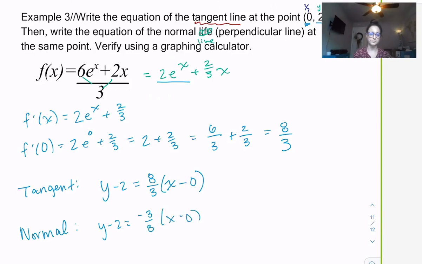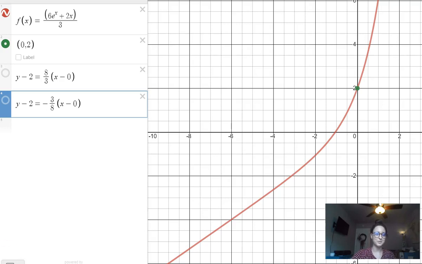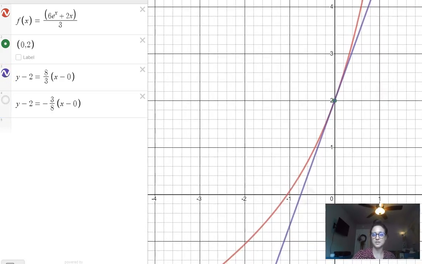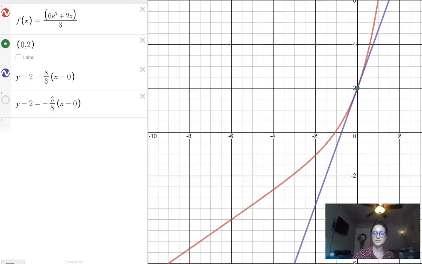Okay, let's take a look at the graph. All right, here's our original function with our point of interest. Here is the tangent line we found. Looks great. Again, if I zoom in enough on there, the red and the purple start to look the same. And then here's the normal line, should be perpendicular, and that looks great as well.